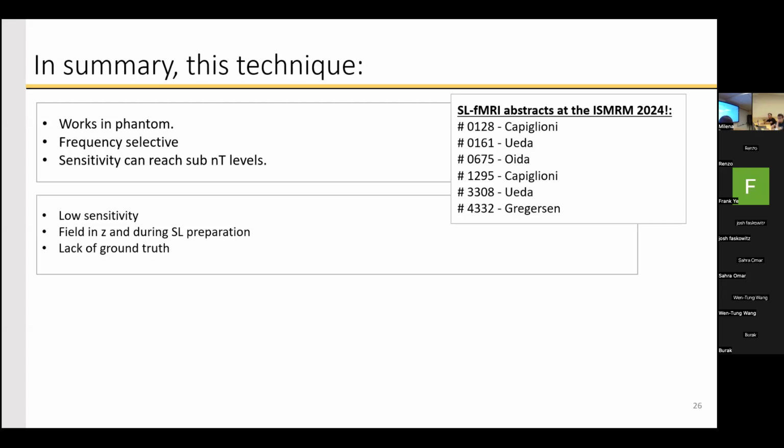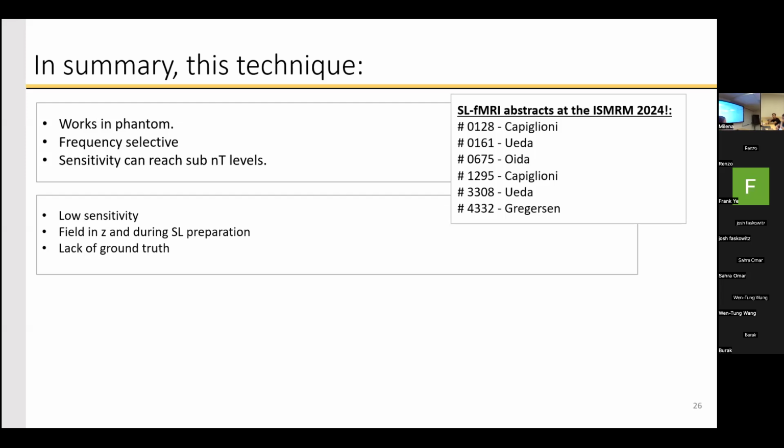On the bad side, we have the very low sensitivity and still the intrinsic limitation that this field needs to be in the set direction and needs to appear during the spin lock preparation. And we cannot get rid of that issue.